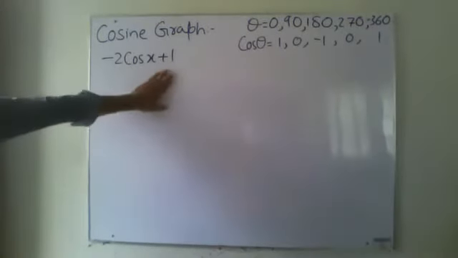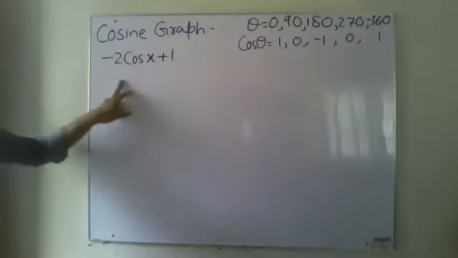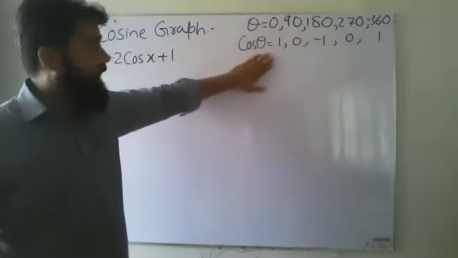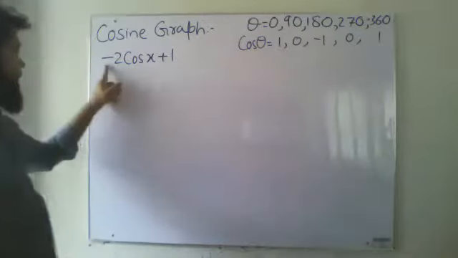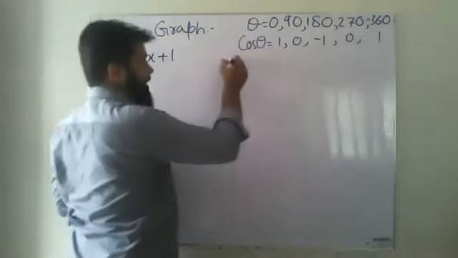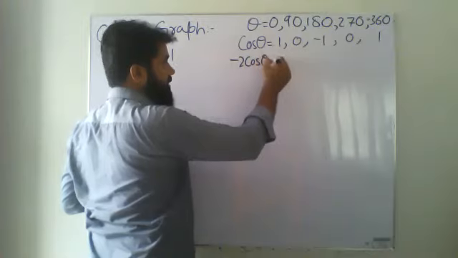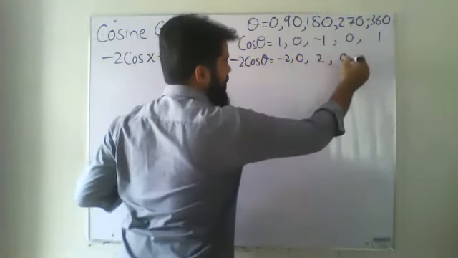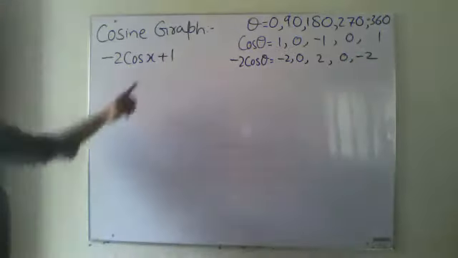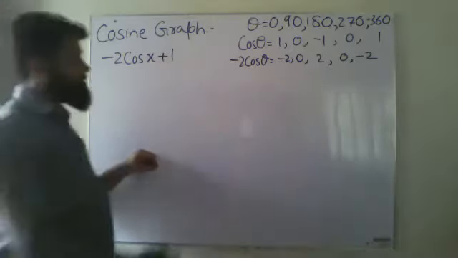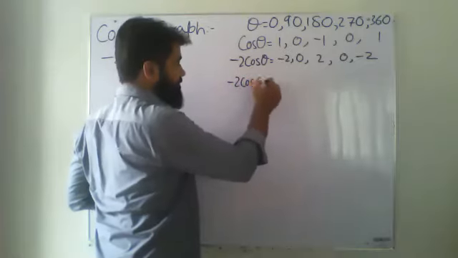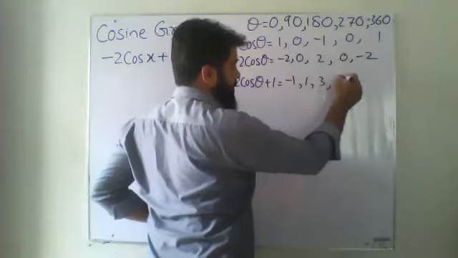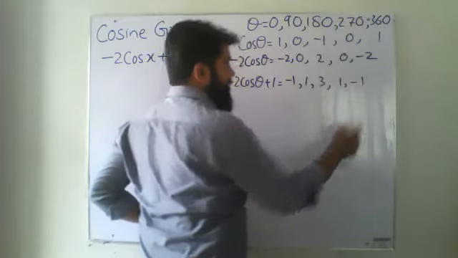So this is our new question which we have to complete: -2 cos x + 1. Already I have got the value of theta or x, and I have their cos values also. First thing, multiply by -2. So -2 cos theta will become -2, 0, 2, 0, and -2. After that, +1 is there. So -2 cos theta + 1 means -1, 1, 3, 1, -1.